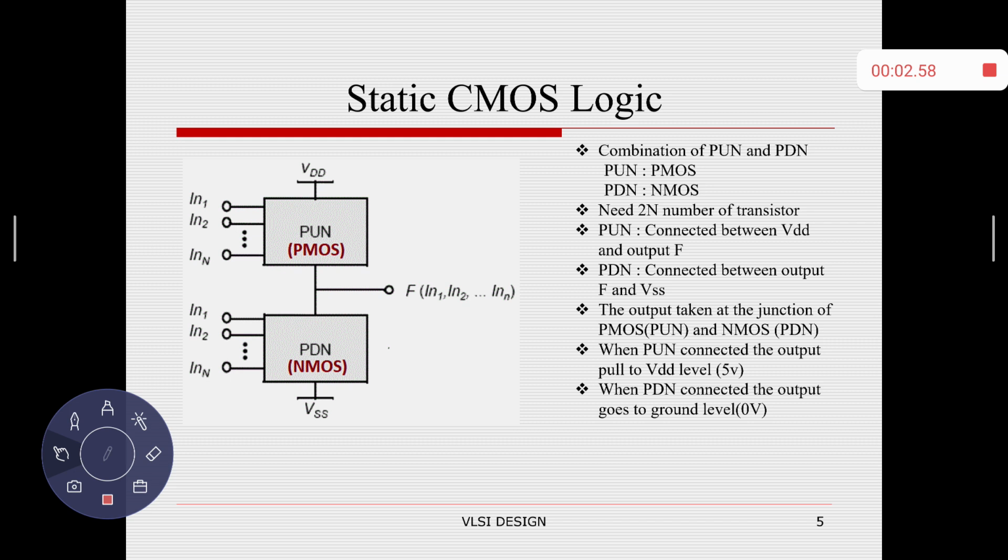In static CMOS logic, the pull-up device is connected between VDD and the output, and the pull-down transistor is connected between the output and VSS. At the junction of the PMOS and NMOS transistors, we take the output. For designing static CMOS logic, we need 2n transistors, where n is the number of PMOS transistors and n is the number of NMOS transistors.